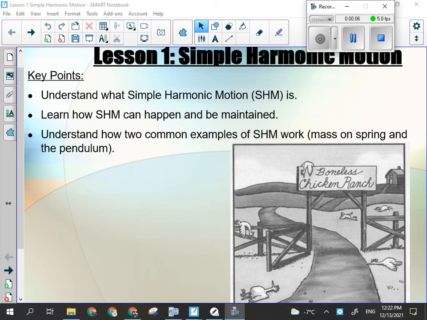All right. So we need to go over today the start of Unit 4. Unit 4 is simple harmonic motion and waves. These two things go together because waves are usually caused by something that is oscillating with simple harmonic motion, that is up and down over the same path repeatedly. So we're going to look at what simple harmonic motion is, how it can happen and be maintained, and understand how two common examples of simple harmonic motion work. That would be a mass on a spring or a simple pendulum.